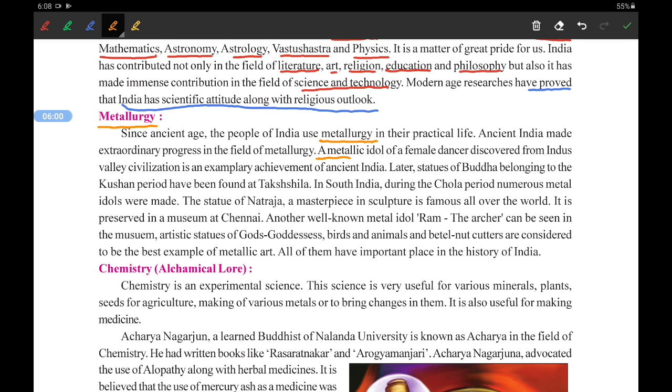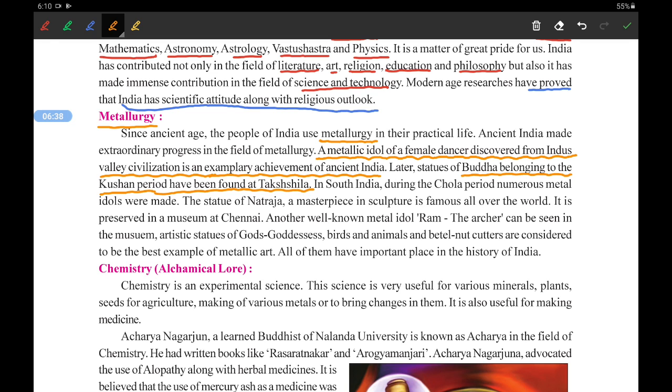A metal idol of a female dancer discovered from Indus Valley civilization is an exemplary achievement of ancient India. If you search on the internet, you will find this metal idol. It is a great achievement that is being seen here. Later, statues of Buddha belonging to the Kushan period have been found in Takshashila.